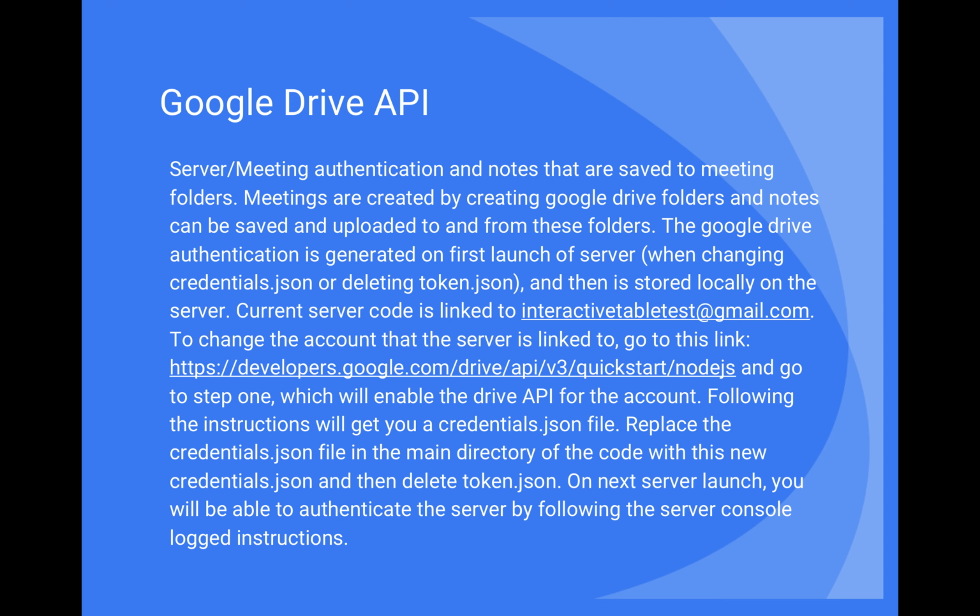go to step 1, and then it will show you how to enable the API for that account. Once you do that, it should generate a credentials.json. You put that into the same directory as the server.js, run node server.js, and the console log on the server itself will send you to a website where you can then authenticate the Google Drive as a good meeting folder.